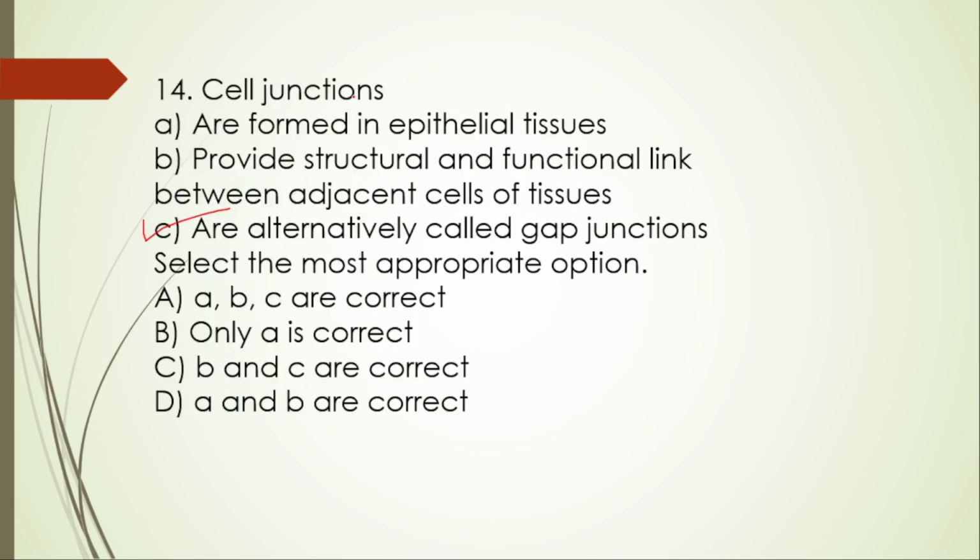14th question. Cell junctions are formed in epithelial tissue. Yes, of course. They provide structural and functional links between the adjacent cells of the tissue. This one is also correct. And then C, are alternatively called gap junctions. Yes, of course. So A, B and C are correct. So the right option is option A.